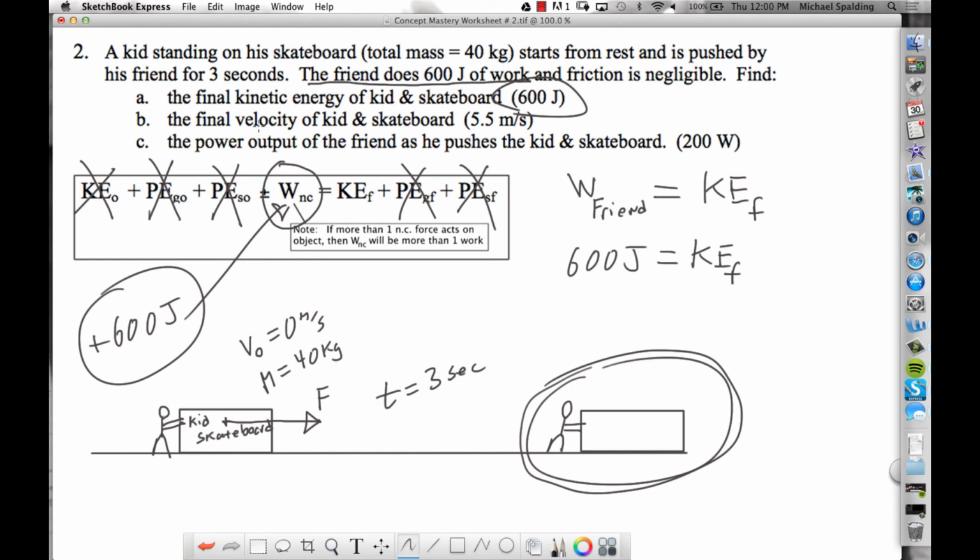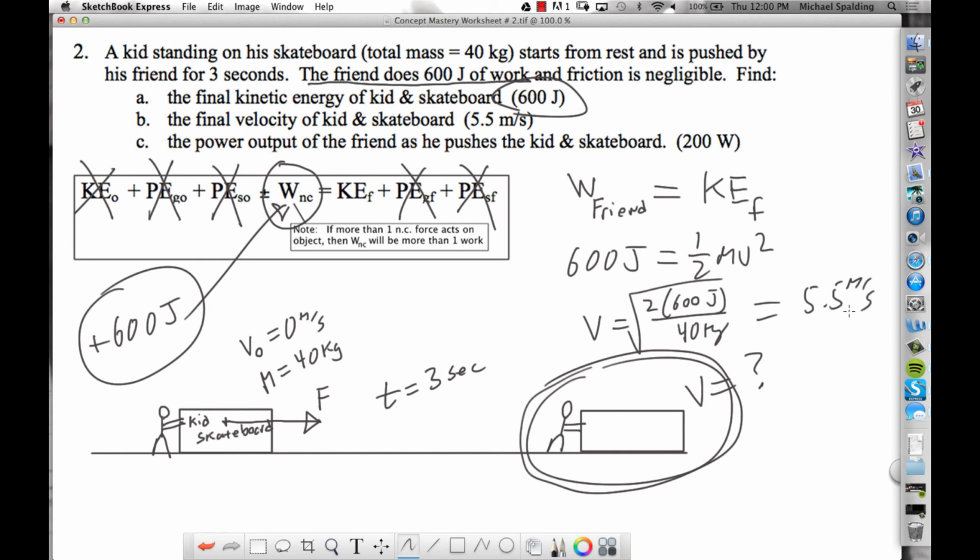Second question, find the final velocity of the kid on the skateboard. So what's the velocity over here? So how do we do this? Well, kinetic energy has an equation. The equation for kinetic energy is 1/2 mv squared. So the velocity is going to be the square root of 2 times 600 joules over m, which is 40. The mass is 40. Square rooted, right? And then this comes out as 5.5 meters per second.